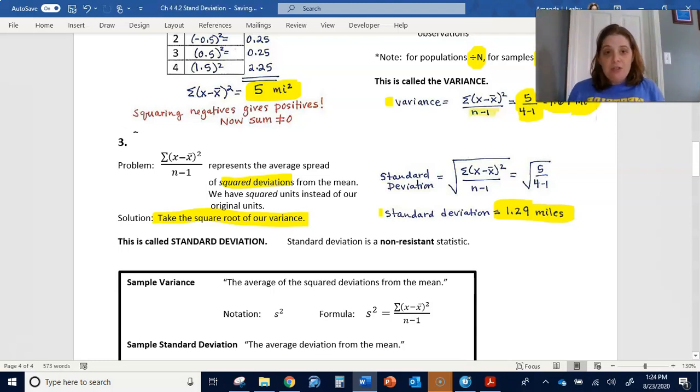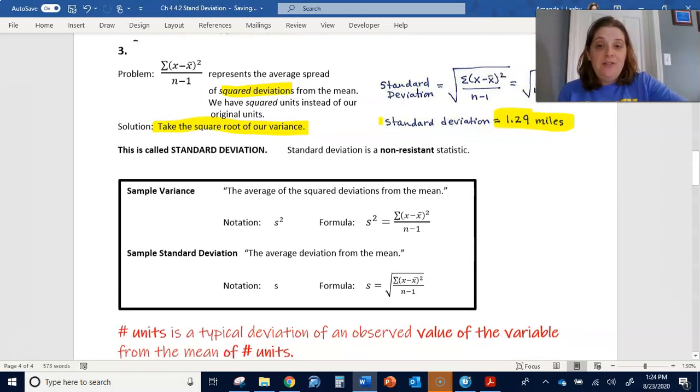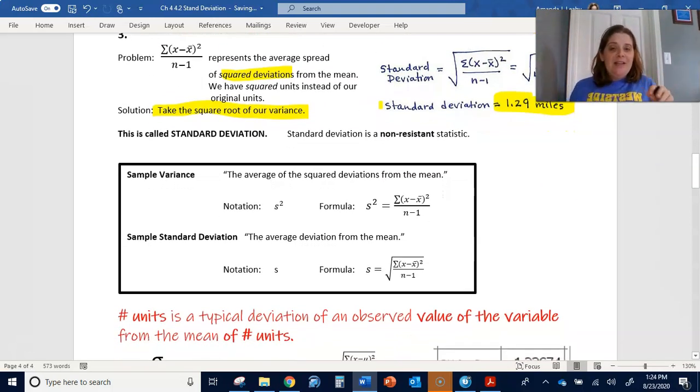Now, standard deviation is also a non-resistant statistic. If you throw outliers in there, it's going to cause your value to change dramatically in one direction or the other. Okay. Also, I don't expect you to be able to derive this from scratch, but you do need to understand how this formula works and how to interpret standard deviation. So standard deviation is the average deviation from the mean.